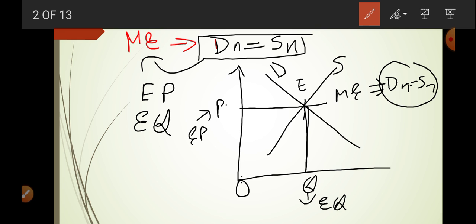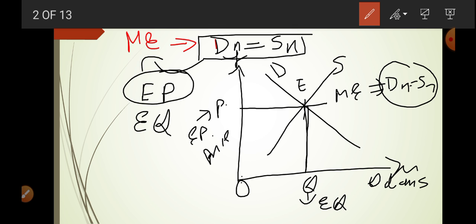This is your OY axis, this is your OX axis. Here is quantity demanded and supplied, and here we are going to denote price. So market equilibrium is determined where demand of any good is equal to supply of the good. Where both are equal, that point is considered the equilibrium point, and whatever price is there is the equilibrium price, and whatever quantity is sold and purchased is the equilibrium quantity.